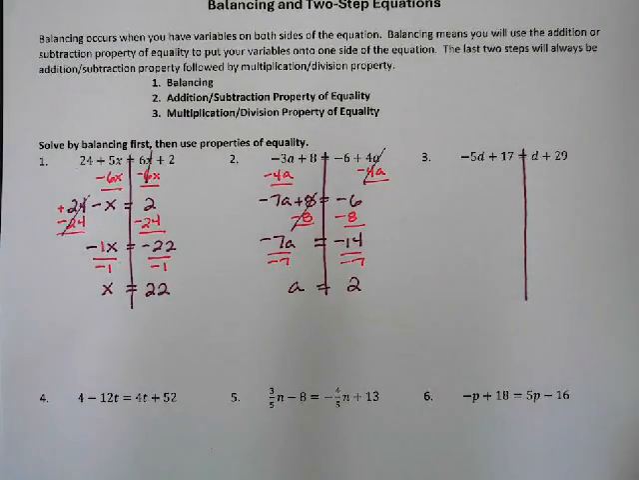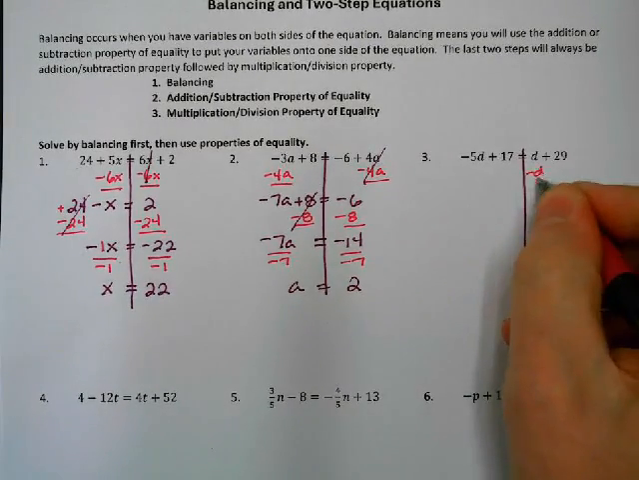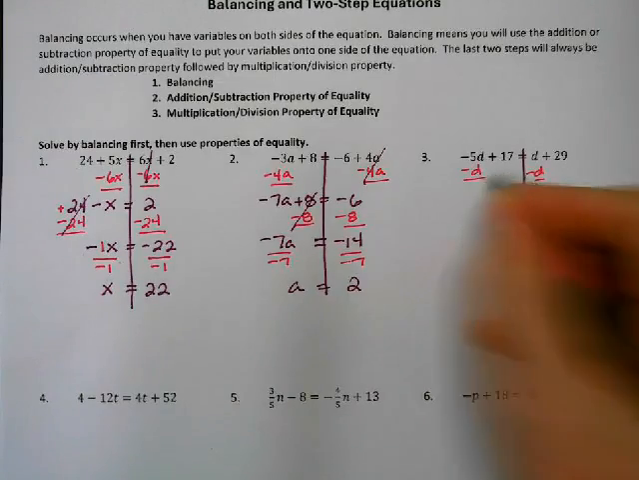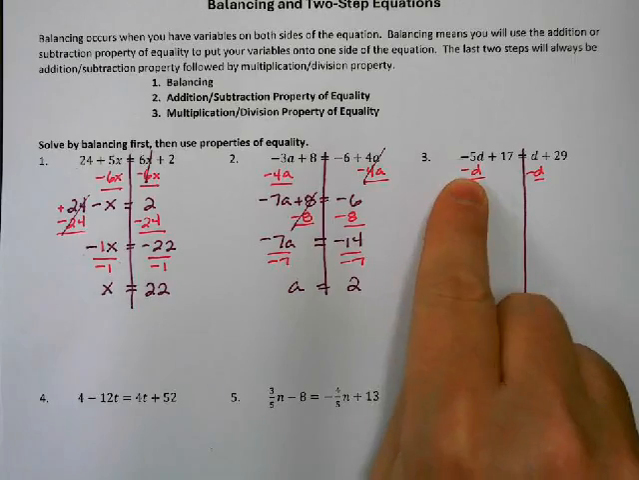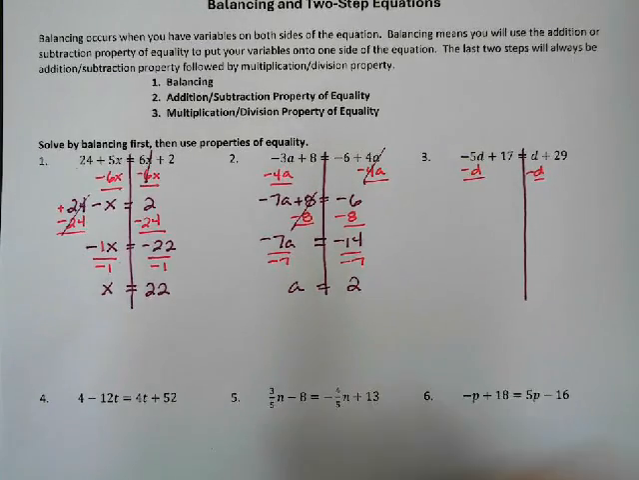All right, so we're going to subtract d from both sides. Sounds good. So this is negative 5 and negative 1 here. So this is negative 5 minus 1. That's negative 6 d's.